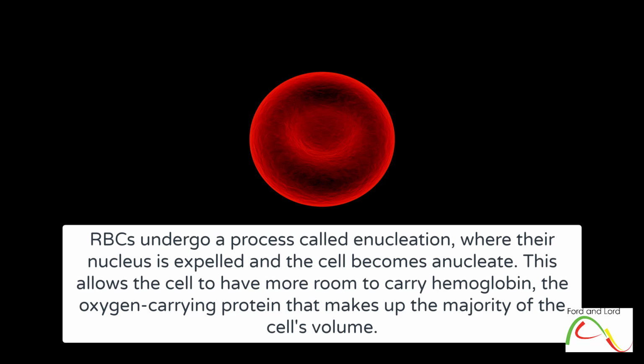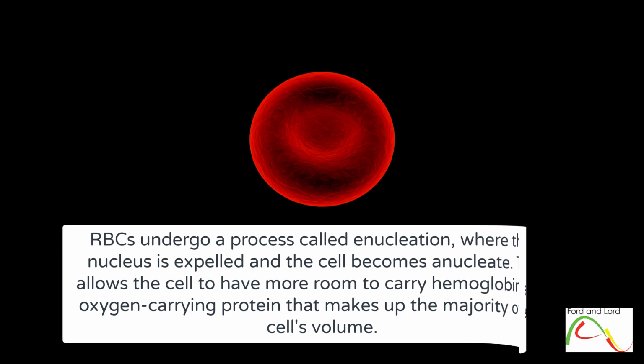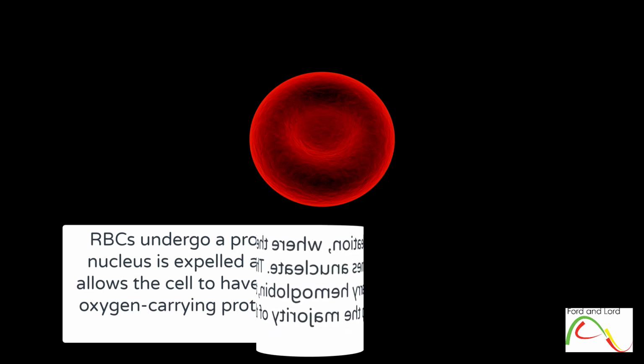The loss of the nucleus is a unique adaptation that allows RBCs to efficiently carry oxygen to tissues throughout the body. It is also one of the reasons why RBCs are unable to divide or undergo mitosis, and why disorders that affect RBC production or lifespan, such as sickle cell anemia or hemolytic anemia, can have serious consequences for health.